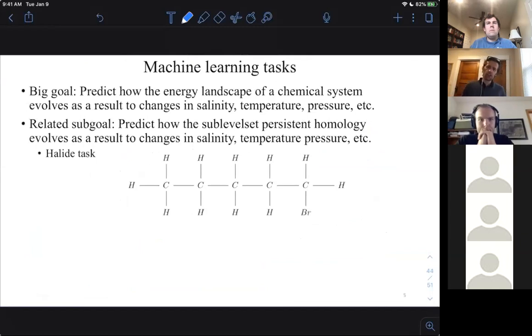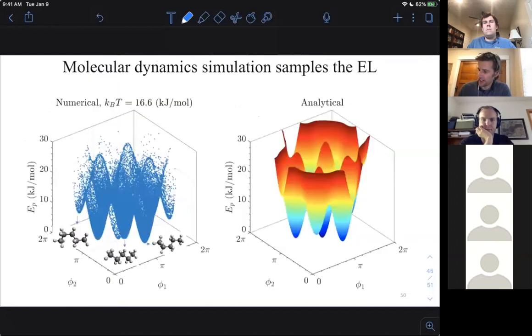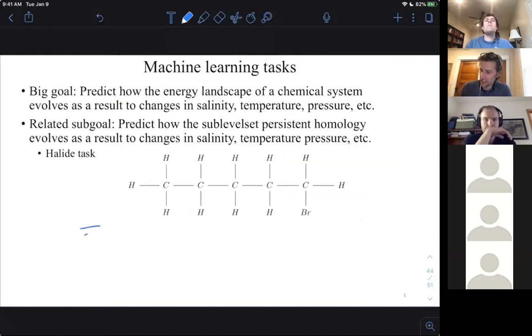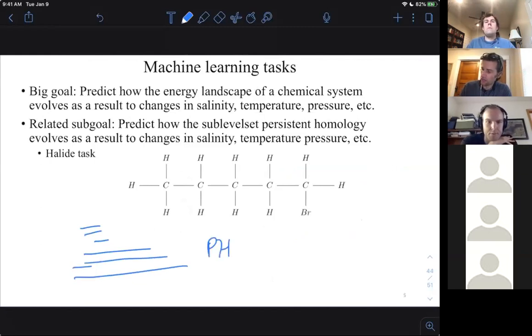The broader goal of the Delta grant is to find descriptors of energy landscapes so that we can predict how chemical systems are going to behave. For example, if you change the pressure, if you change the salinity. And so you want to potentially look at machine learning predictive algorithms for doing this. So these bars, there's sort of a cottage industry now for taking these bars and turning them into input for machine learning.